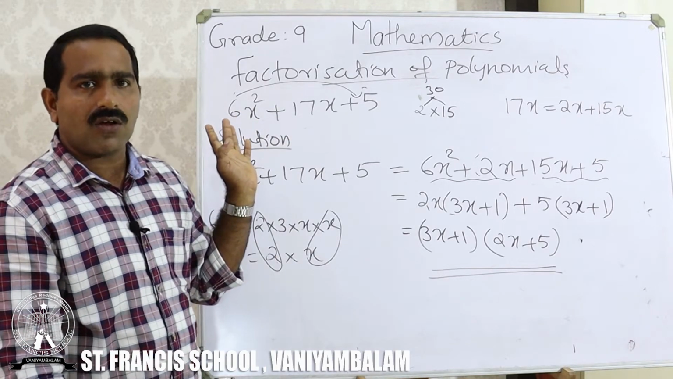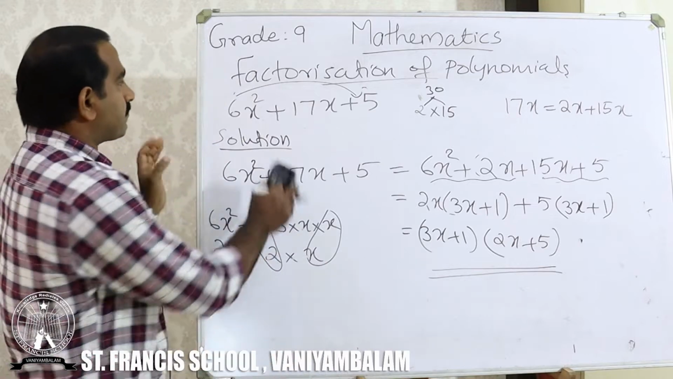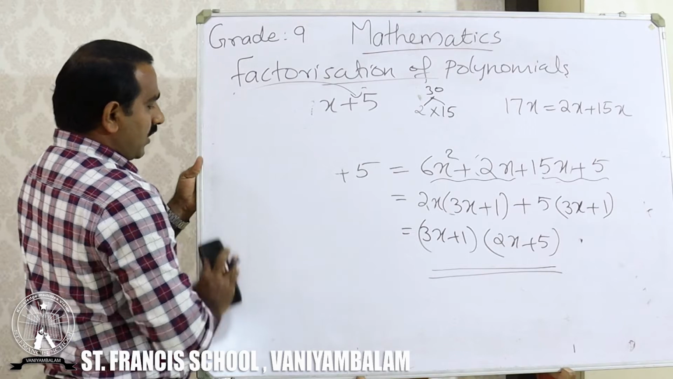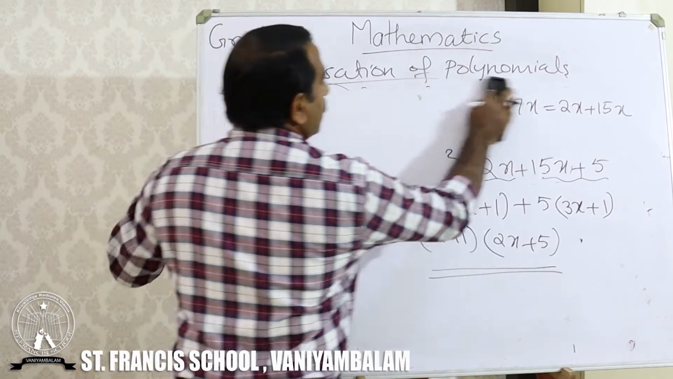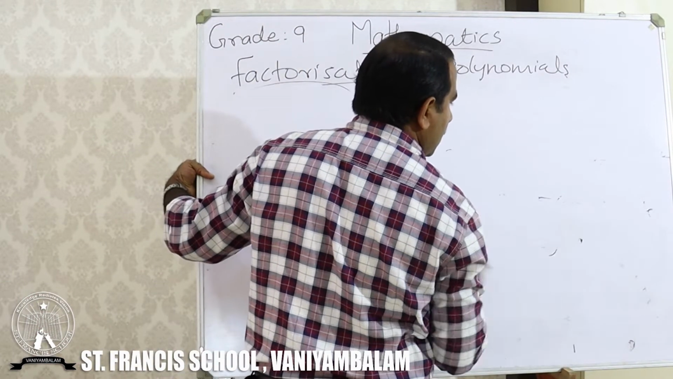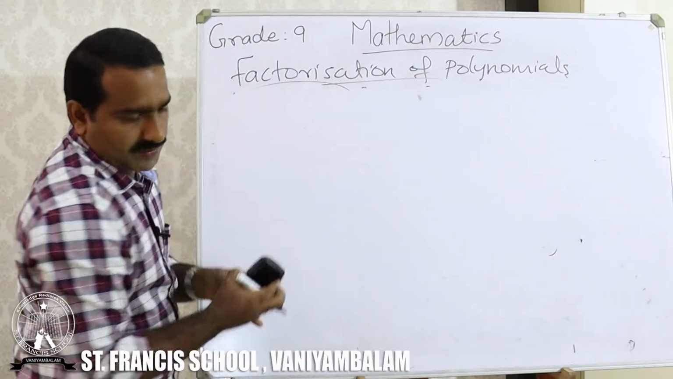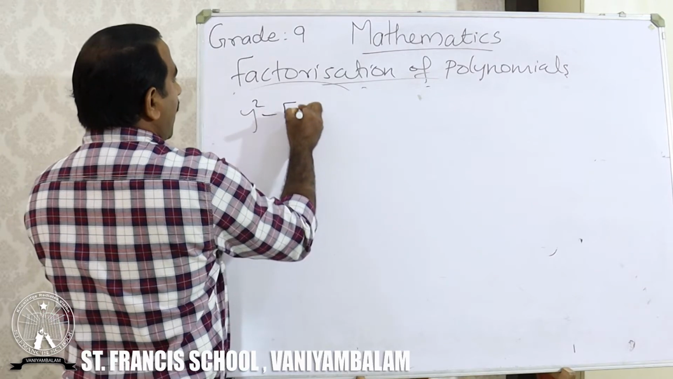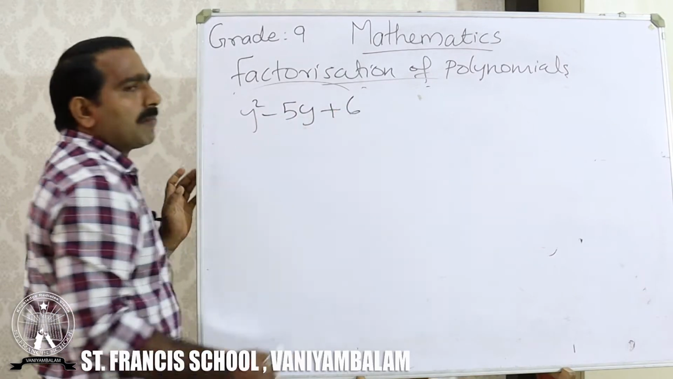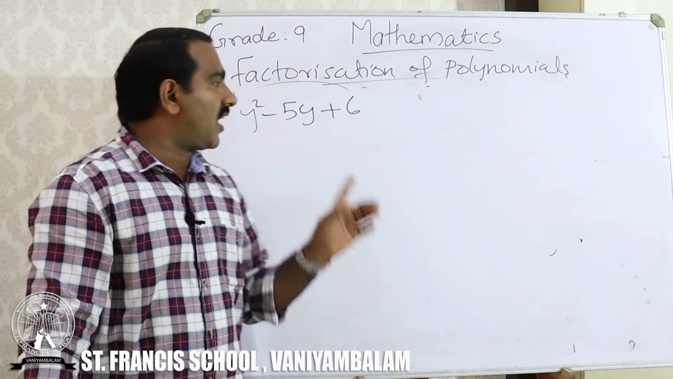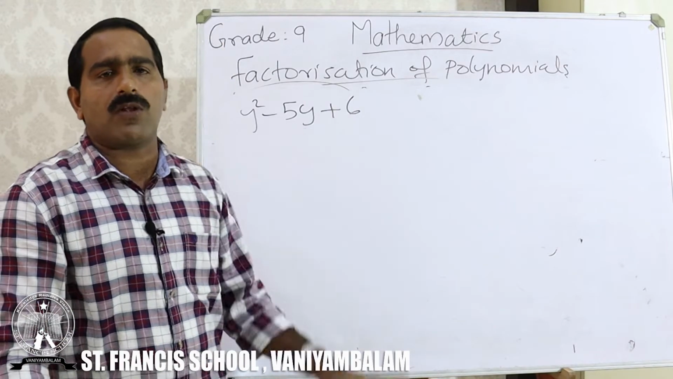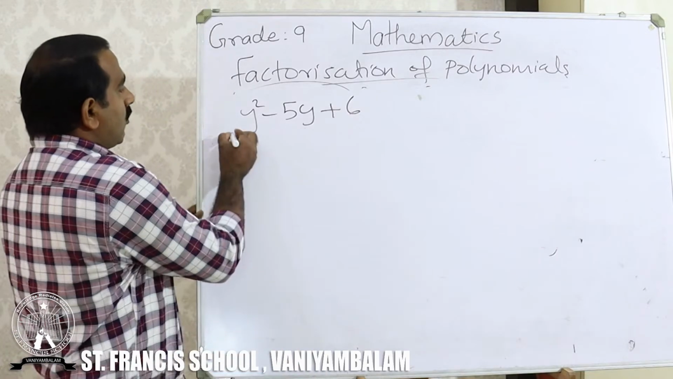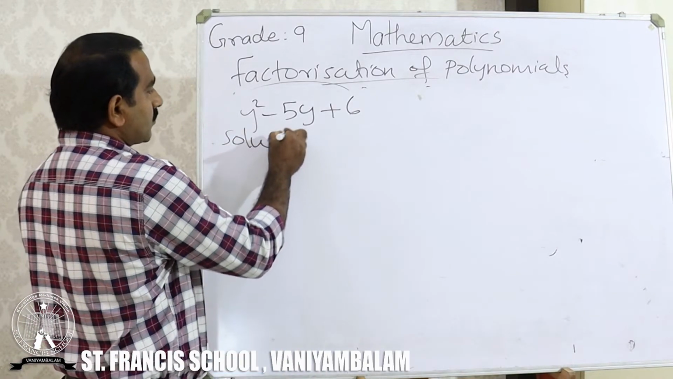Is it clear? Okay. Now one more example. Now we are going to factorize a quadratic polynomial by using the factor theorem. How to factorize it? Let us see. The question is y square minus 5y plus 6. Factorize this quadratic polynomial by the factor theorem.